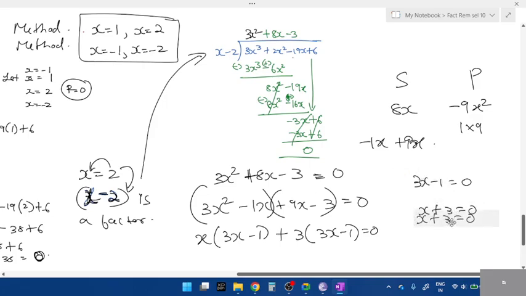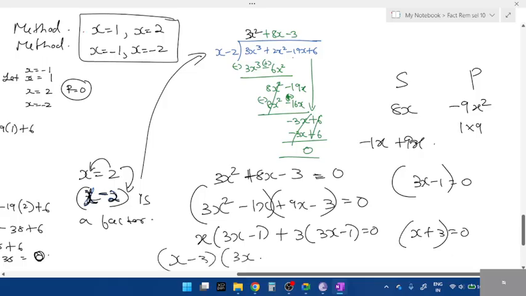So what's the value for x, students? 1 by 3. Okay, that is not required. This is our answer. So what are the three factors we have for this question? x minus 3, 3x minus 1 and x minus 2 are our factors.